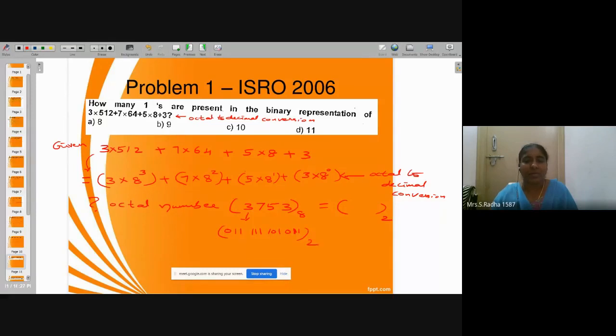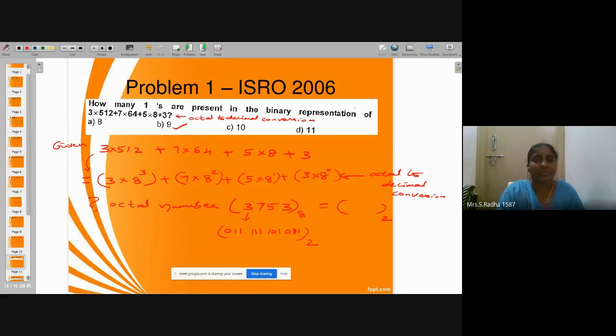Now you count how many ones there are: 5, 5 plus 4 is 9. So the answer is option B. You cannot do all the calculation and write it in binary. This is the first time, so I am explaining slowly. Once you get the idea, you can simplify this within 10 to 15 seconds.